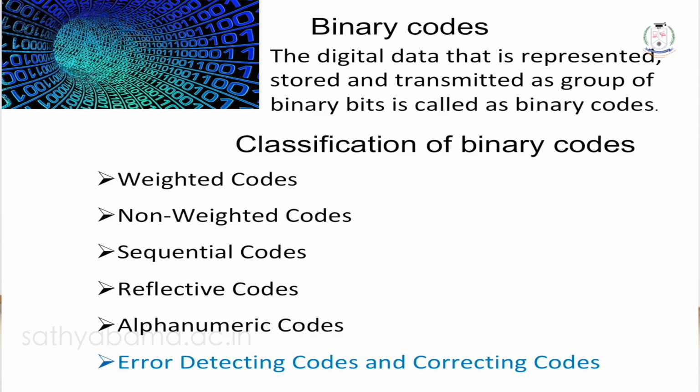This session is on generating Hamming codes. In general, a group of binary bits in digital data is called a binary code. There are many kinds of binary codes which fall under one of the following categories. It could be weighted codes, non-weighted, sequential, reflective, alphanumeric, or error detecting and correcting codes. Hamming codes fall under error detection and correction codes.